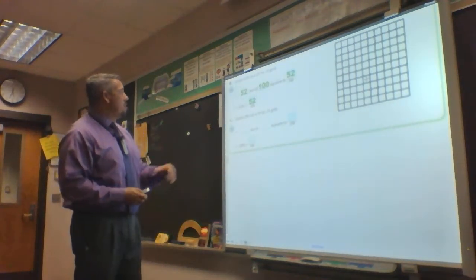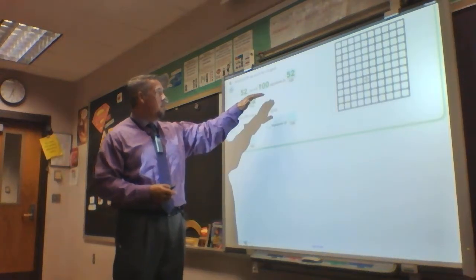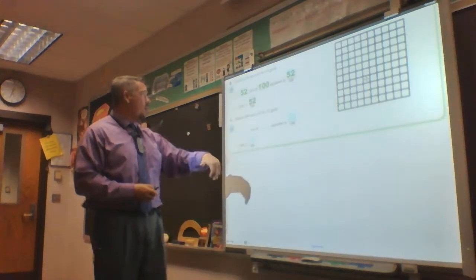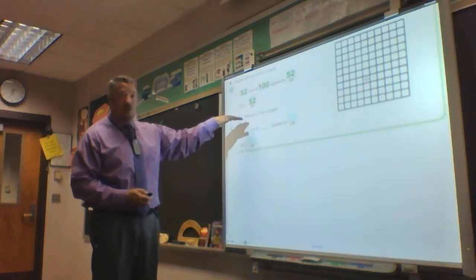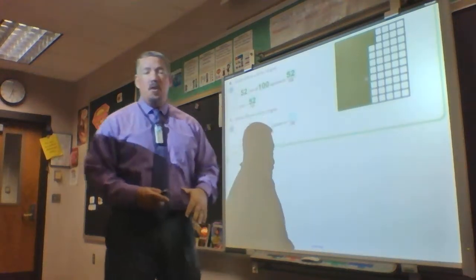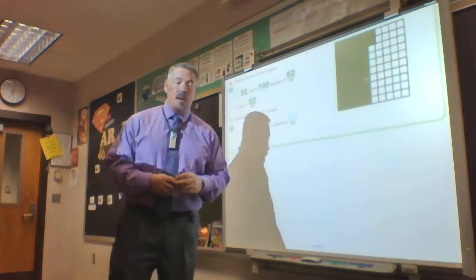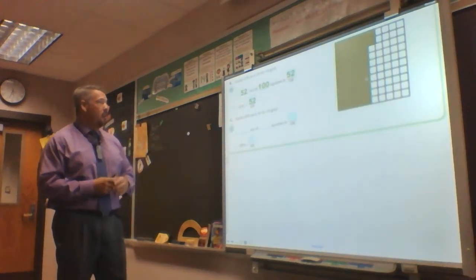So on B then, it says once you've shaded it in, that I have 52 out of 100 squares. So 52% equals 52 to 100 as a ratio, and I color in my 52. You can shade it in any way you want as long as 52 of them are indeed shaded in.